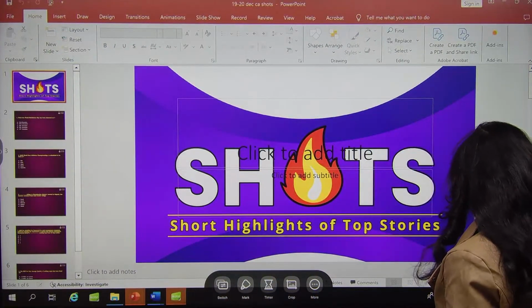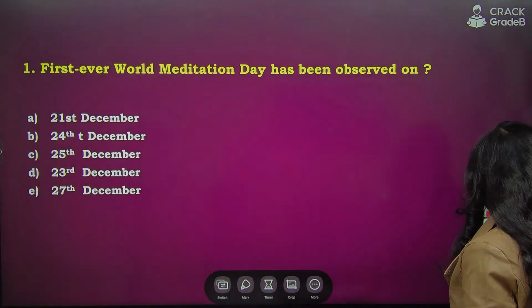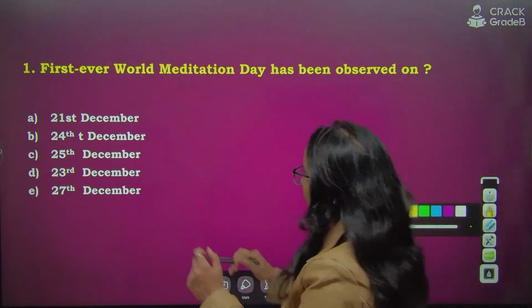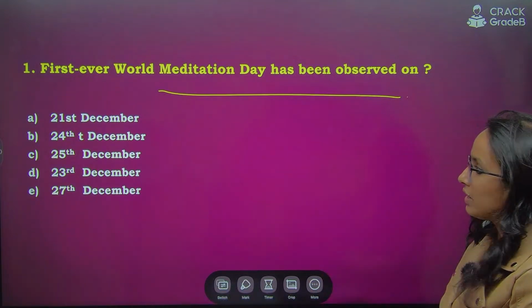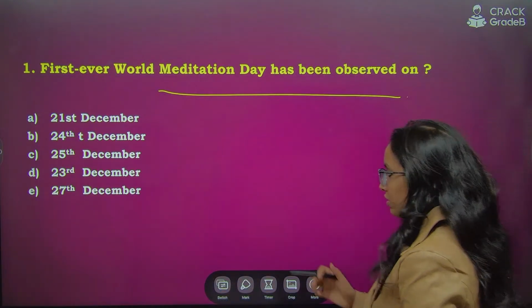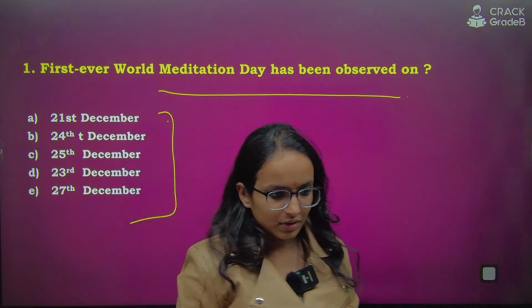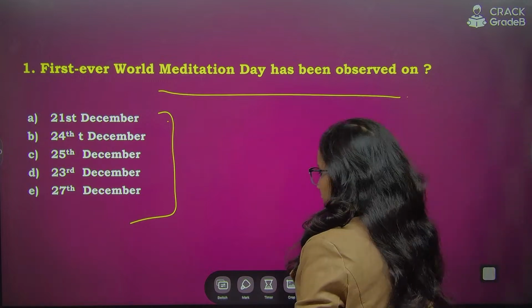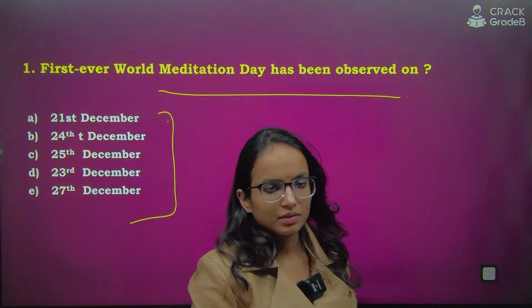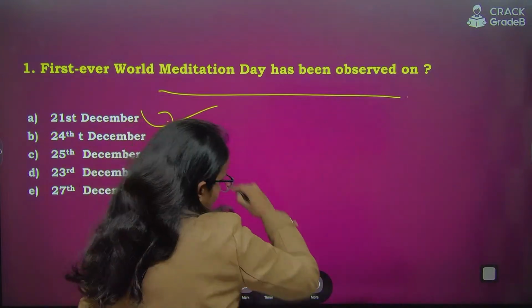Quickly answer me these questions. I hope you will be answering. These are from the discussion we have had in the class itself. So first ever World Meditation Day, recently I have discussed before a few minutes, right? Tell me, first ever World Meditation Day has been observed on which of these following dates? Very good. 21st December. A is the right option.